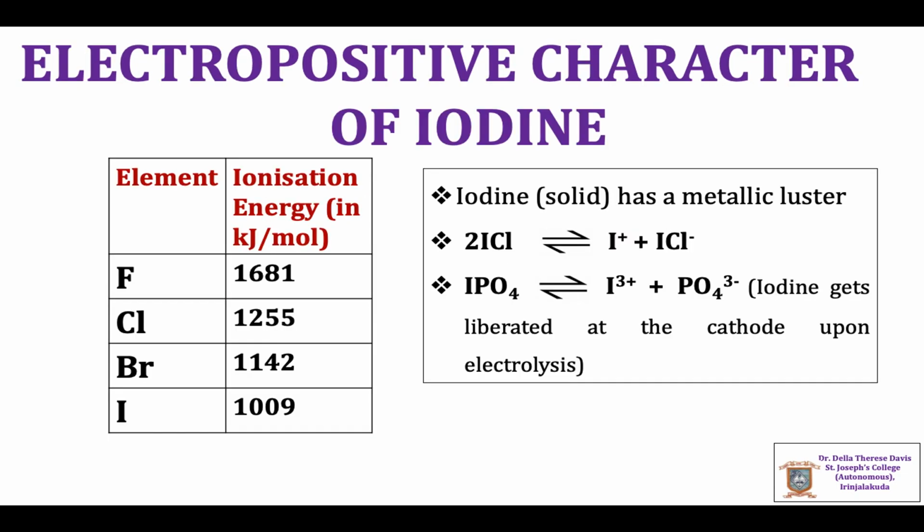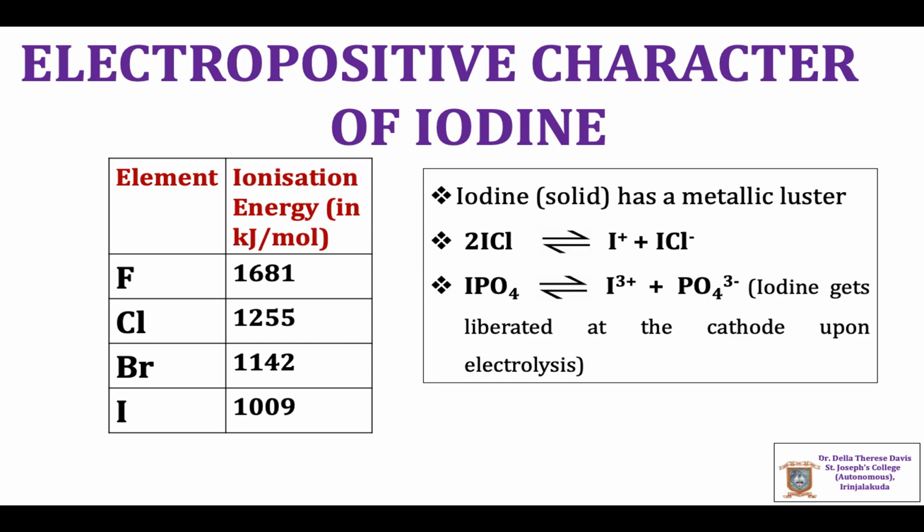Next is the electropositive character of iodine. As we move down the group, the electropositive nature increases and iodine has an ionization energy of 1009 kilojoules per mole, which is less compared to other halogens like fluorine, chlorine and bromine. Solid iodine has a metallic luster.